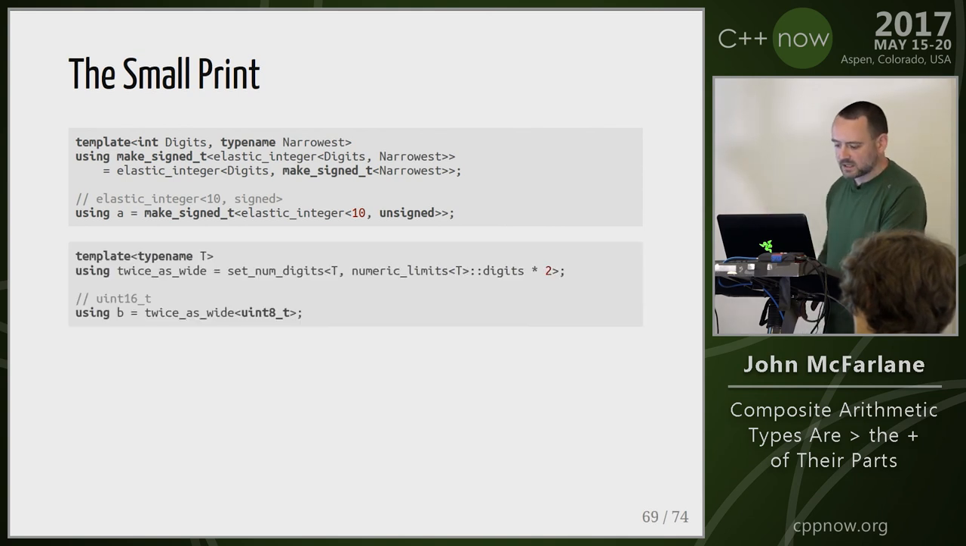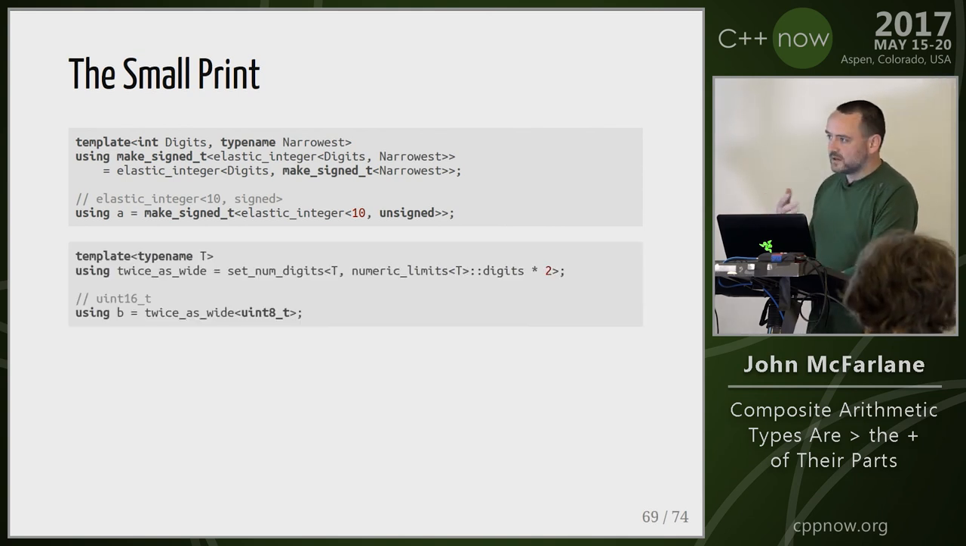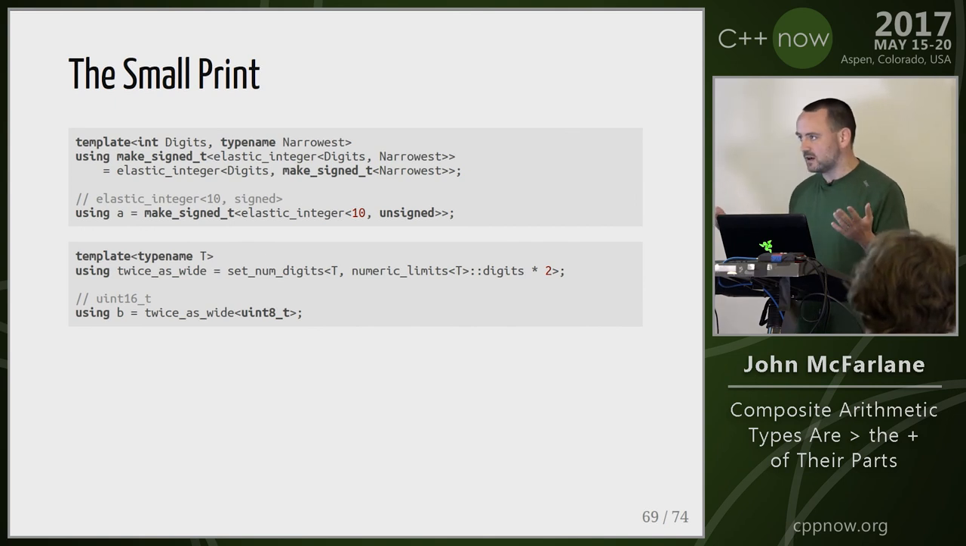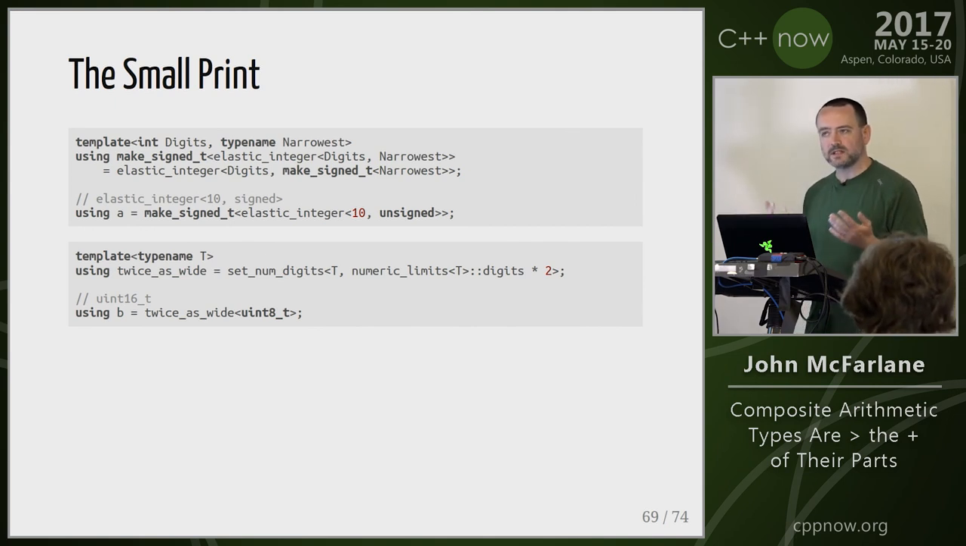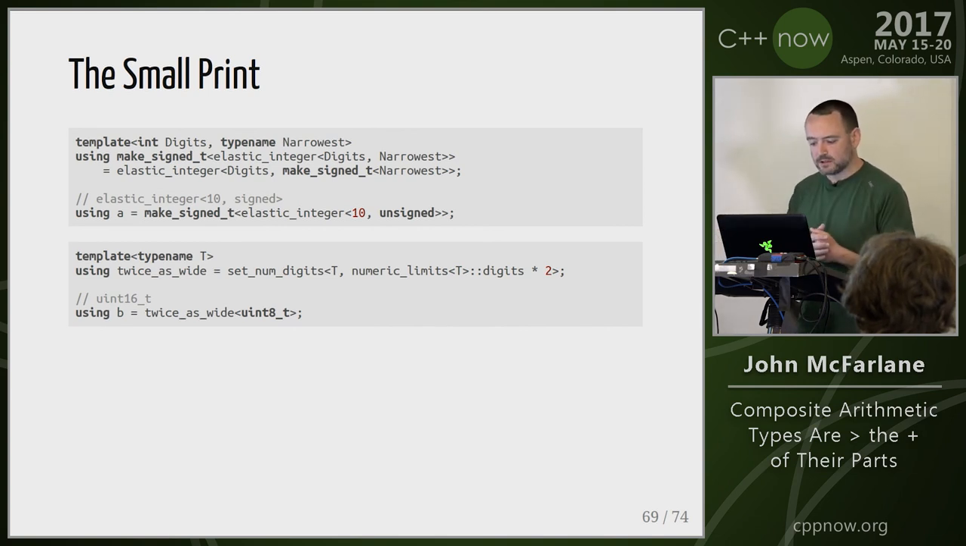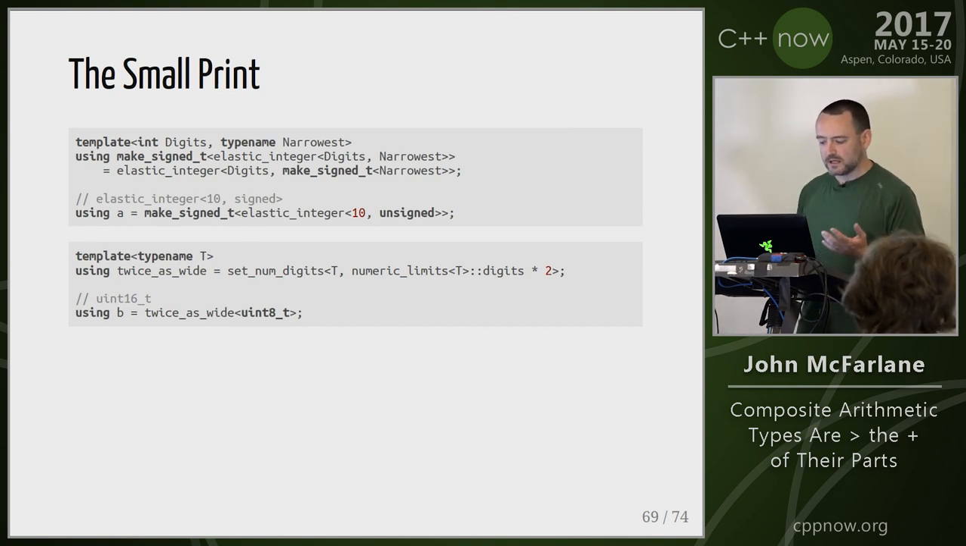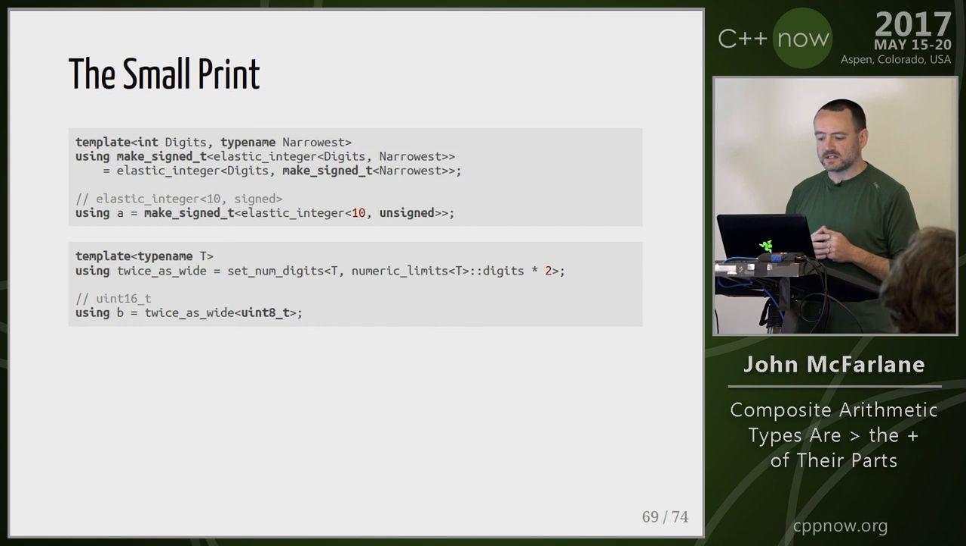Another one is to be able to specify the width of a type. Say I have an int, I might want specifically to have a 16-bit version of an int, which happens to be a short. I want to be able to do that for built-in types, and also for the custom types that I write. This is essential to make things like elastic integer and fixed point work properly.